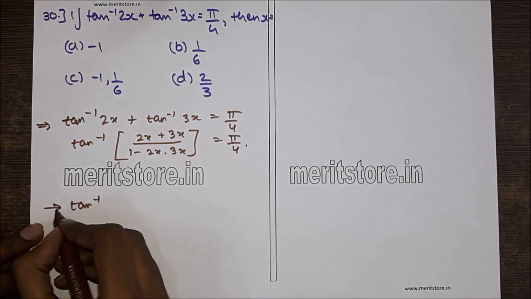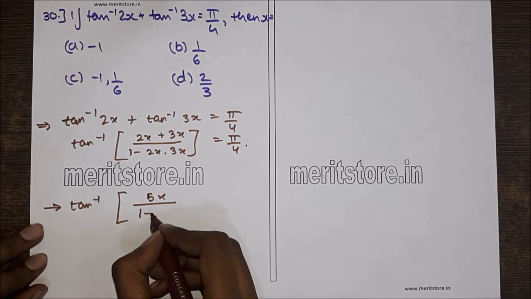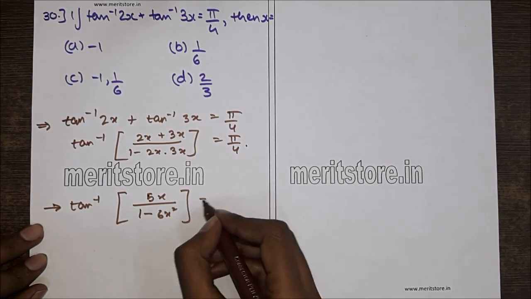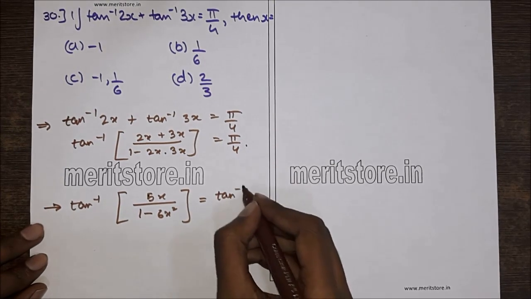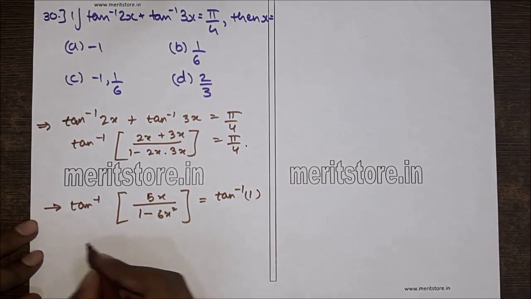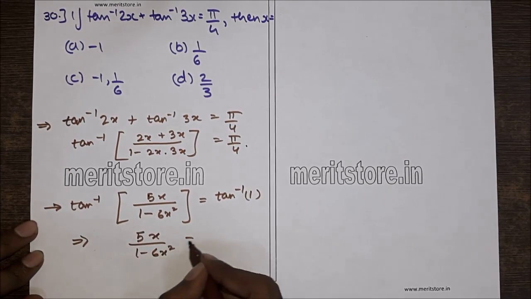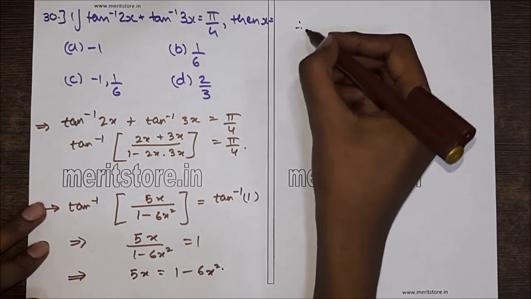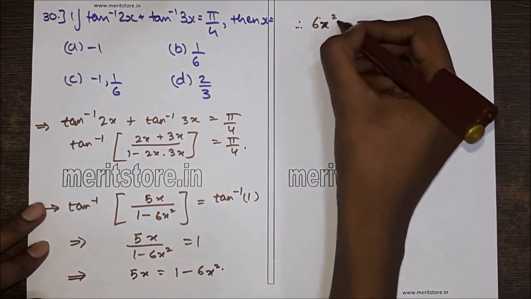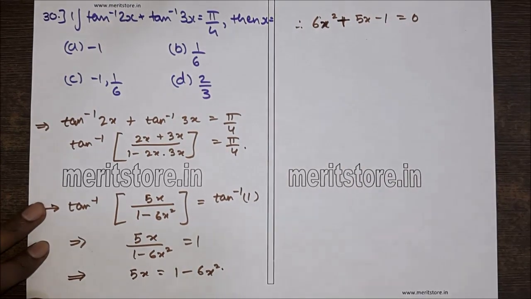Simplifying it, we get 5x upon 1 minus 6x square. This is equal to pi by 4, that is tan inverse of 1. So hence we can say 5x upon 1 minus 6x square is 1. That is, 5x is 1 minus 6x square. So therefore 6x square plus 5x minus 1 is 0.